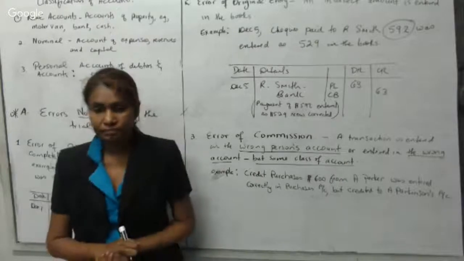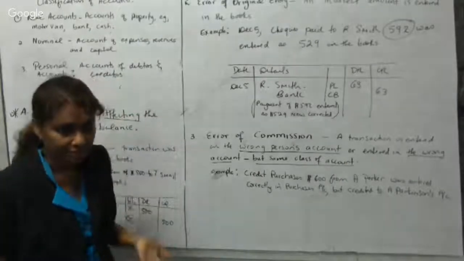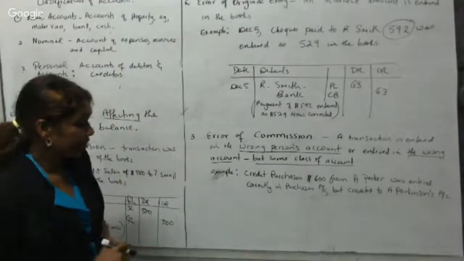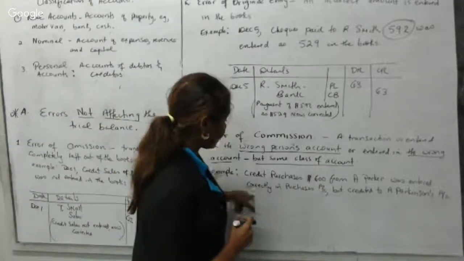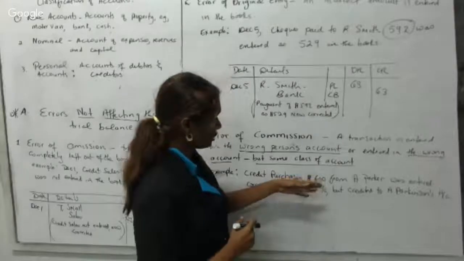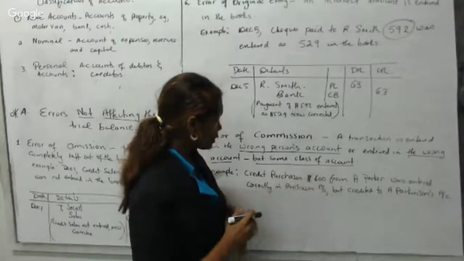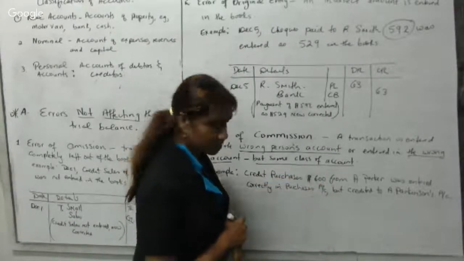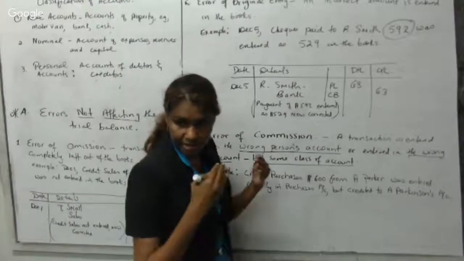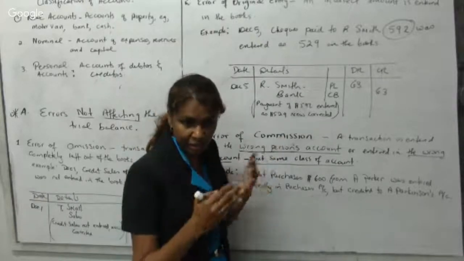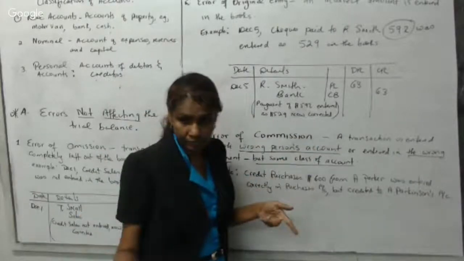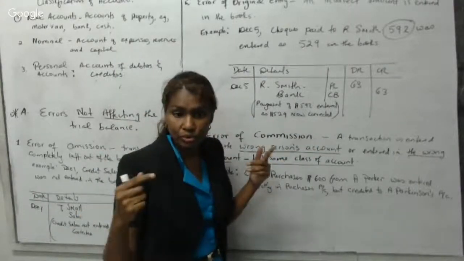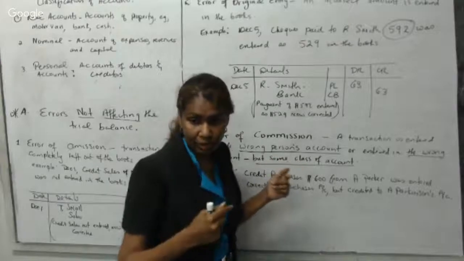Purchases. Purchases was already entered correctly, right? In fact, sometimes the transaction doesn't even say it was correctly entered. They say the credit purchases of 600 from Parker was entered in Parkinson's account. Once they said that, they didn't mention anything about purchases, which means the purchases account was fine. So the only two accounts that you need to correct are the two personal accounts.